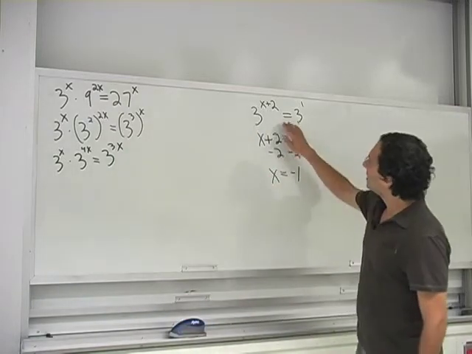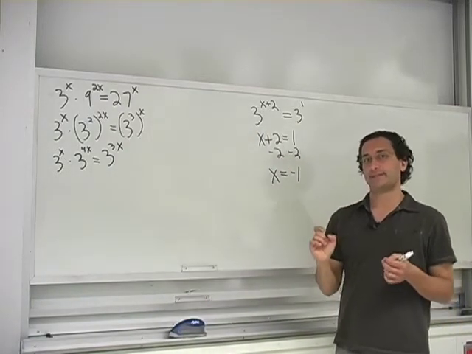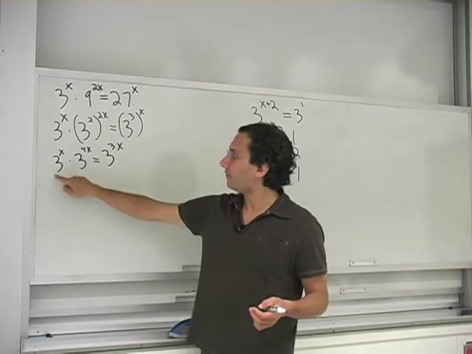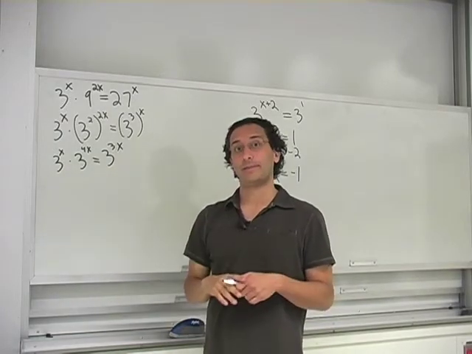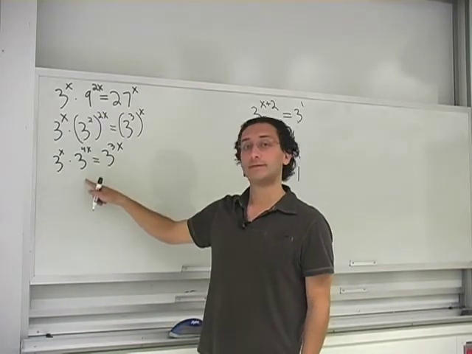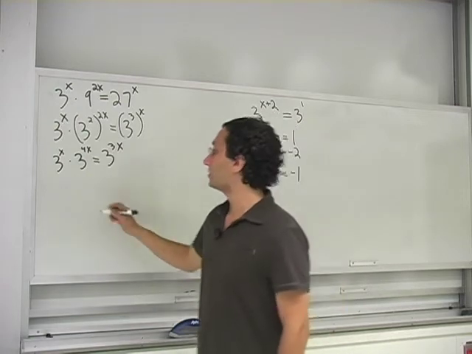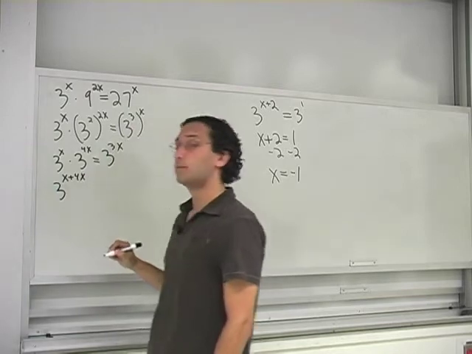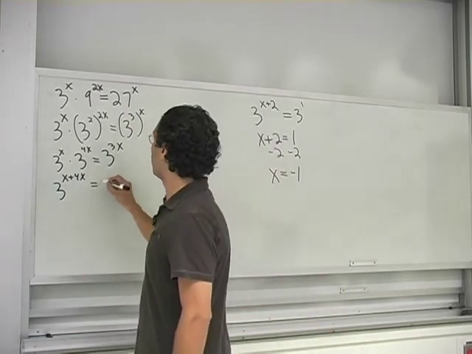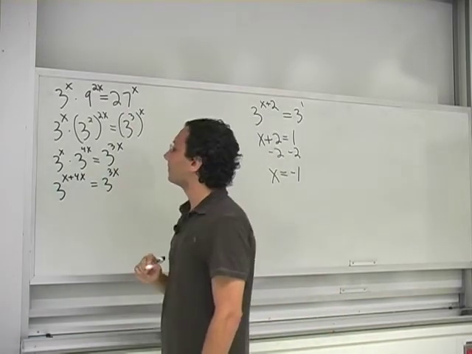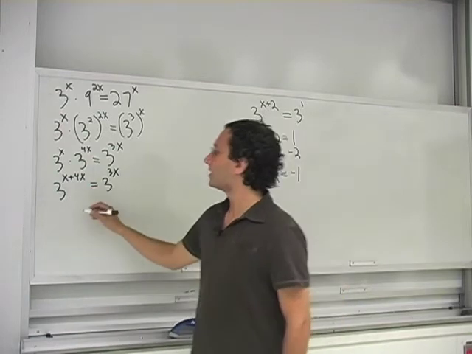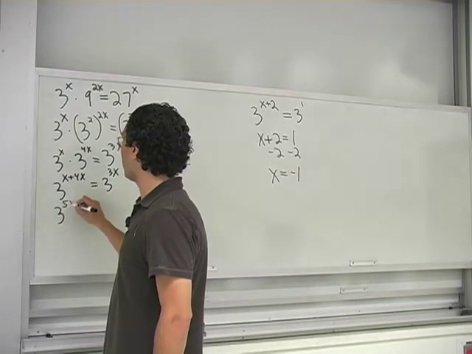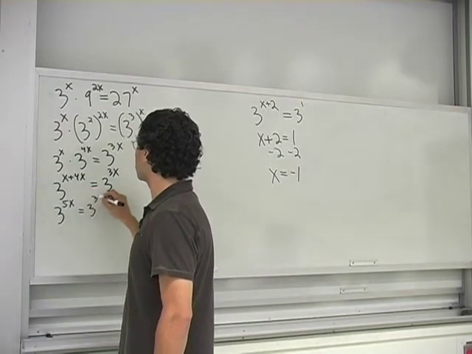So again, looking back here, we had one base on both sides. Here we have the same base, but we're multiplying. Can we combine these? Sure. There's another exponential property which says you can just add exponents when you have the same base. So this tells us that 3 to the 5x equals 3 to the 3x.